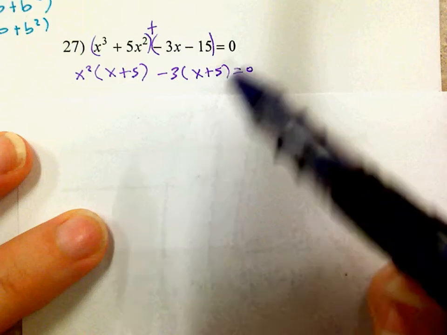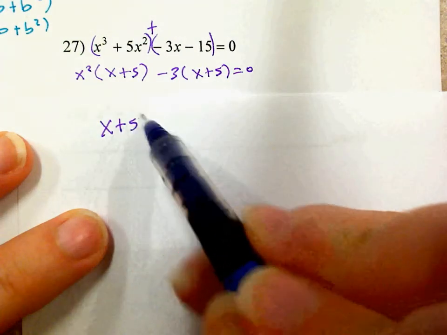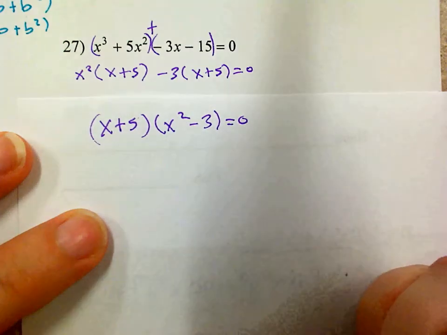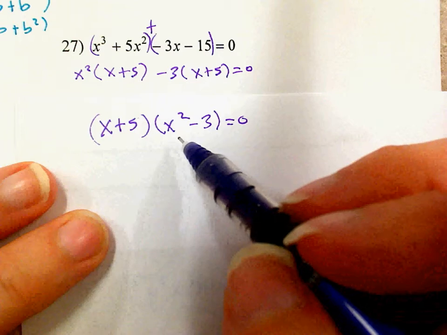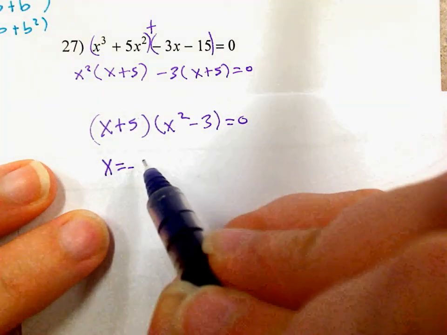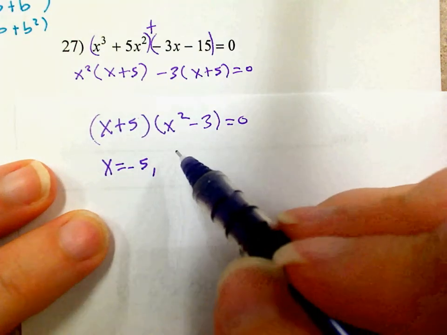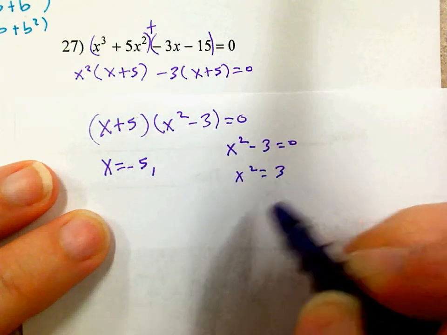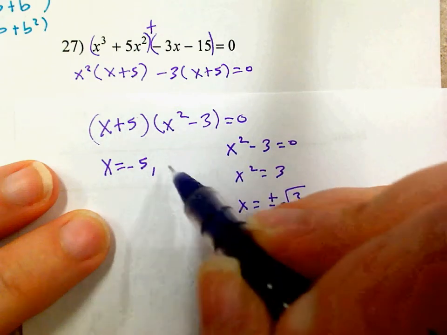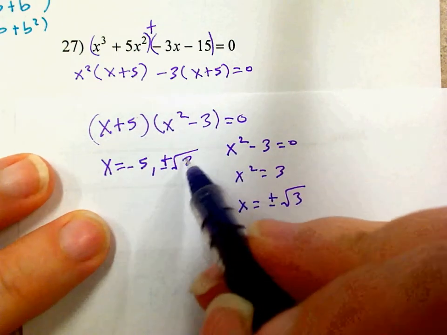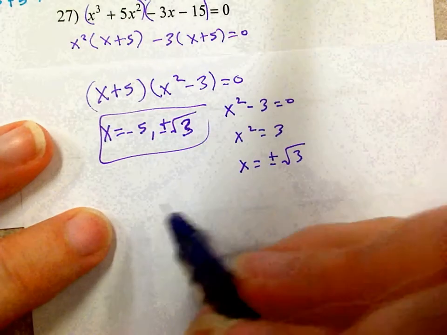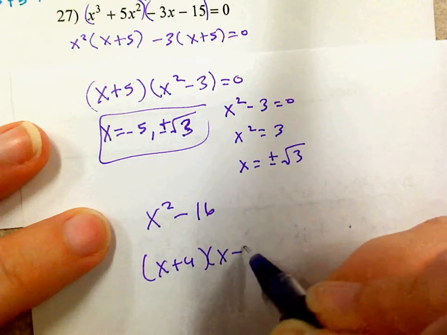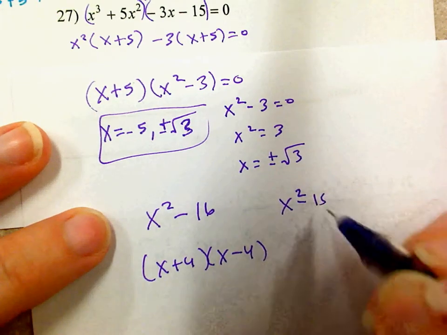So, how do I solve? This is not a difference of perfect squares, but it still does factor. I could say x equals negative 5 and plus or minus the square root of 3. If I want to make sure on that, set it equals 0 and solve. x squared equals 3, x equals plus or minus the square root of 3. Basically, if you have x squared minus any number, if it's 16, it's easy. It's x plus 4, x minus 4. But if it's 15, then it's x plus the square root of 15, x minus the square root of 15. Same thing, it's just that the square root of 16 happens to be pretty. Okay.